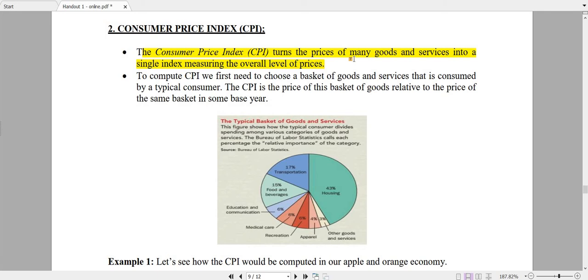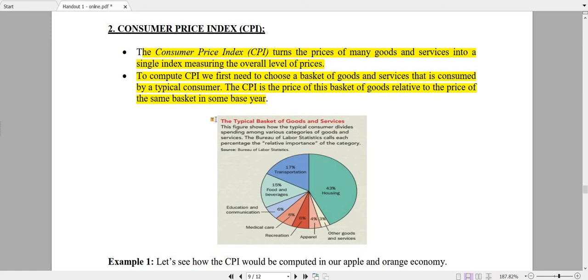When we convert the prices of many goods and services into a single index, and when you trace the trend of this index, when you trace what is happening to this index over time, that will basically allow you to see whether overall prices are increasing over time or not. To compute CPI, we first need to choose a basket of goods and services that is consumed by a typical consumer. CPI is the price of this basket relative to the price of the same basket in the base year. Again, let me just emphasize this point.